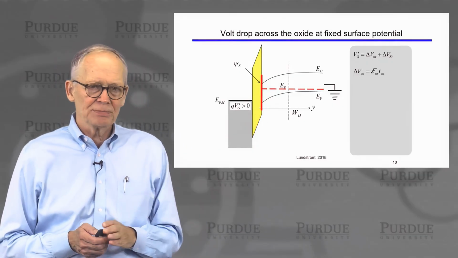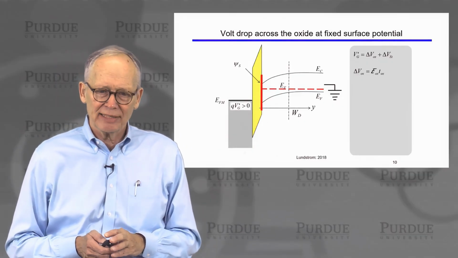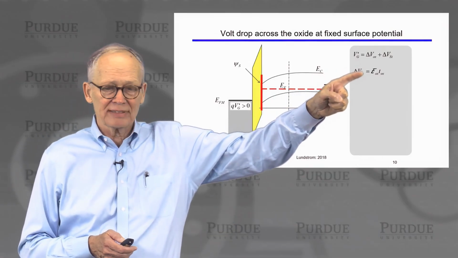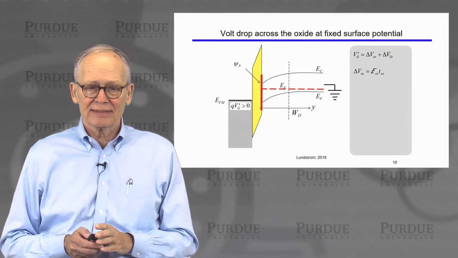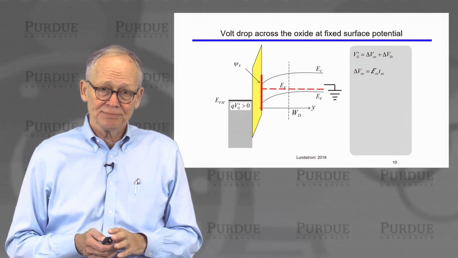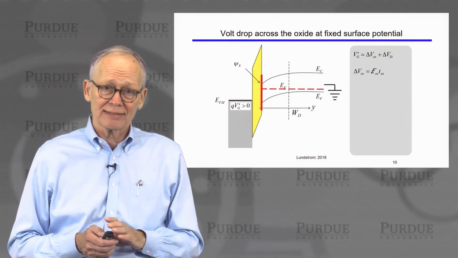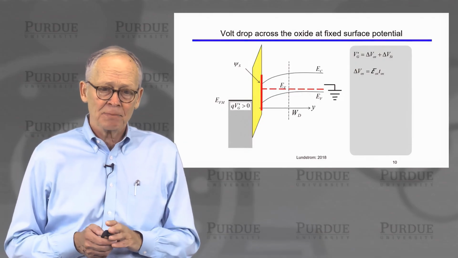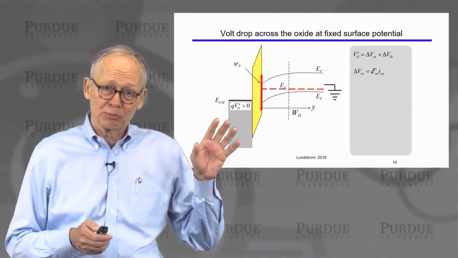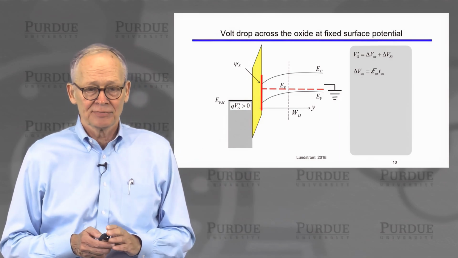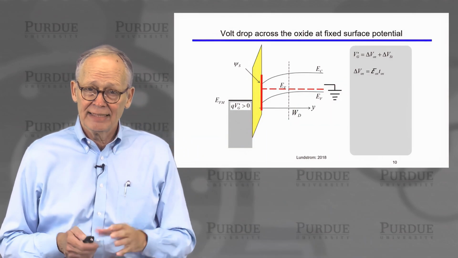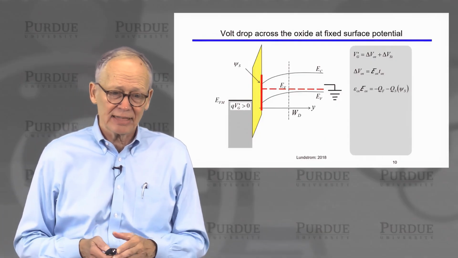So here's our situation. We have a sheet of positive charge right at the interface. Our gate voltage is still the sum of the volt drop across the oxide and the volt drop across the semiconductor. So if I take a fixed surface potential, psi sub s, that's the volt drop across the semiconductor. And then if I ask what gate voltage produced that in the presence of this surface charge, well, we need to compute the volt drop across the oxide, its electric field times thickness of oxide.